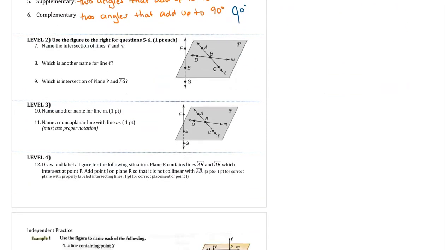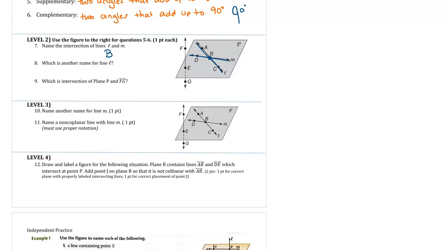Okay. Moving on to the level 2 questions, name the intersection of lines L and M. So here's line L and here's line M, and they meet right here at point B. So we're just going to write a capital B. That communicates to the reader point B.